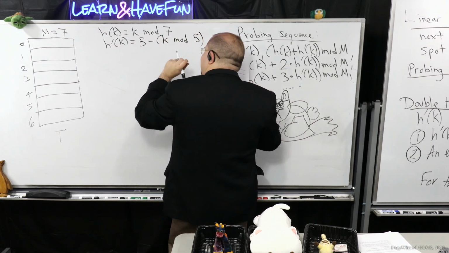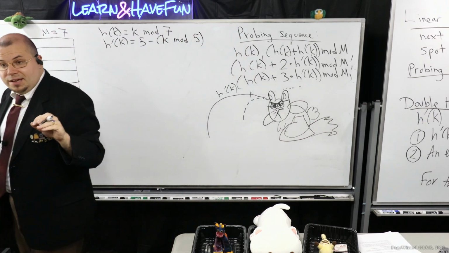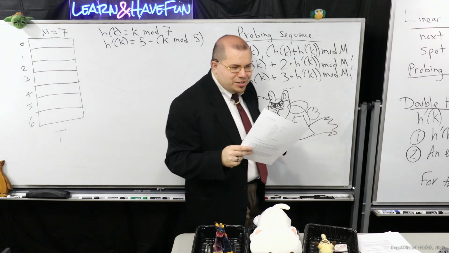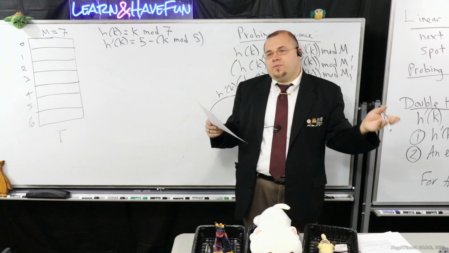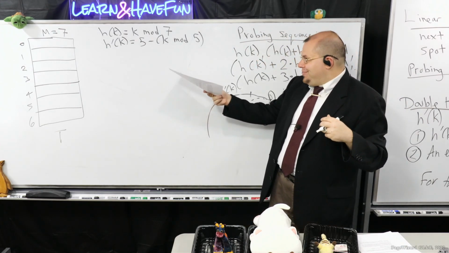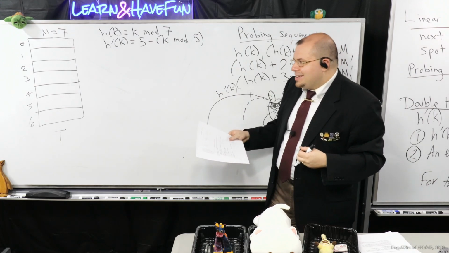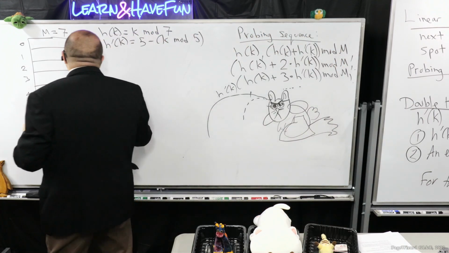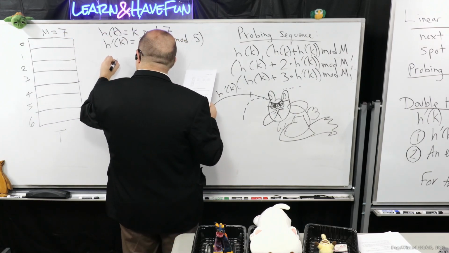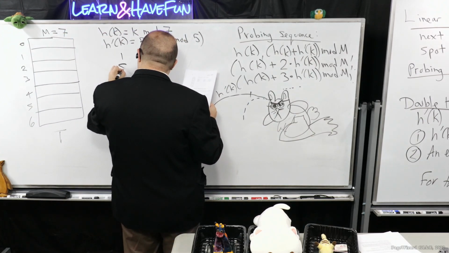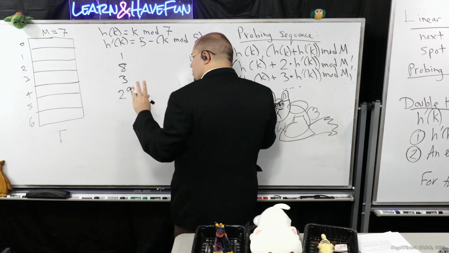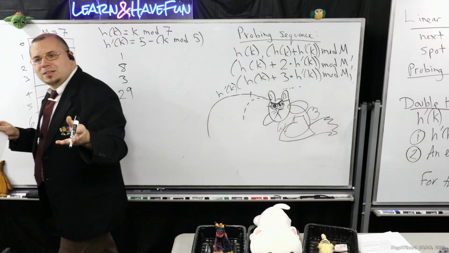Notice that I picked 5 because it's less than the table size and it's a prime number. 5 is indeed a prime number. If you're not sure about that, just check it yourself. Try numbers 1 through 4 and see if any one of them other than 1 divides 5. Anyways, we're going to be inserting the following records: 1, 8, 3, and 29. I'm not going to worry so much about the values, I'm just going to look at the keys.